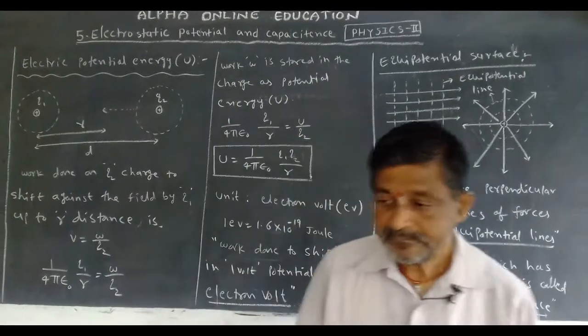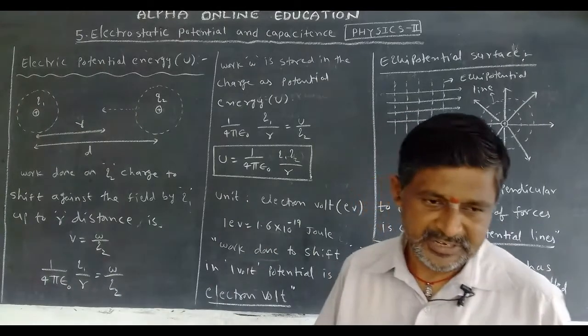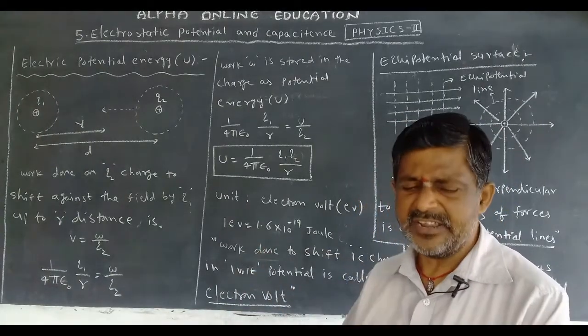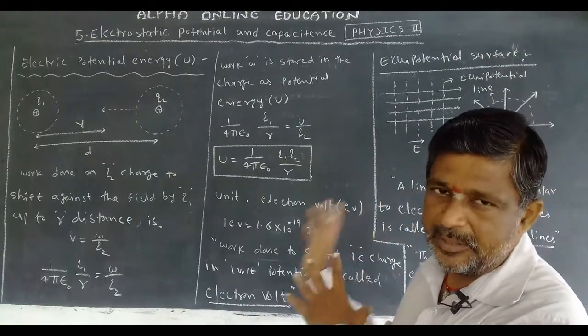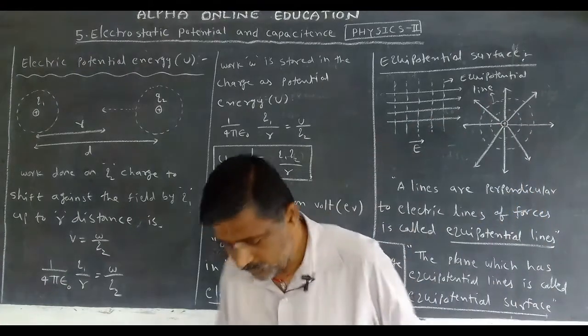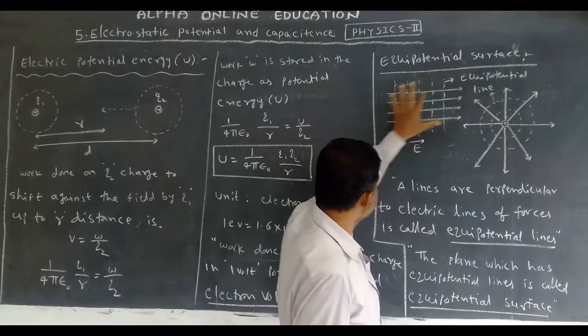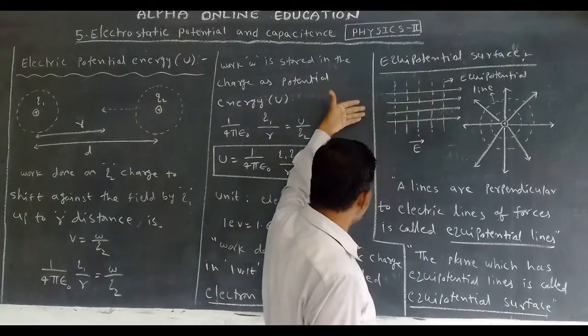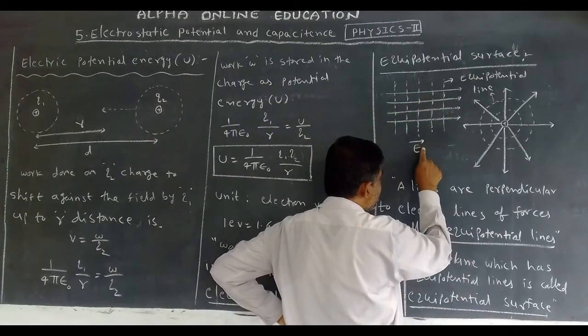Equipotential line, equipotential plane or equipotential surface. Any one is given, you must draw the diagram that I am drawing on the board. Okay, now first, these are called electric lines of forces. When all the electric lines of forces are parallel, it is called a uniform electric field.